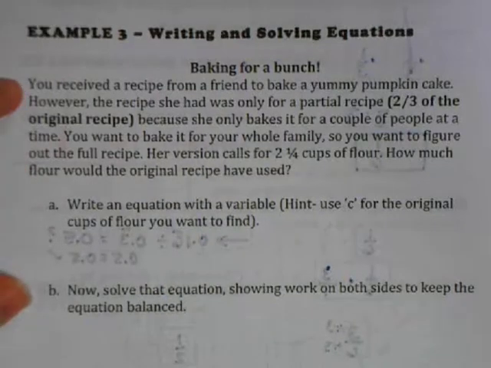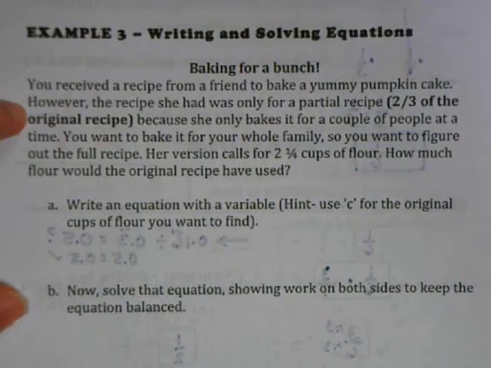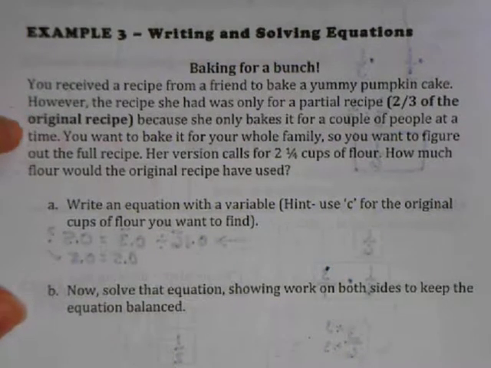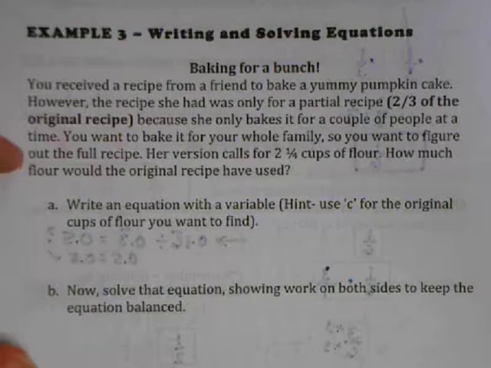This one is a true story. It says you received a recipe from a friend to bake a yummy pumpkin cake. However, the recipe she had was only for a partial recipe. It was 2/3 of the original one, because she only bakes it for a couple of people at a time. But in my situation, I wanted to bake it for my whole family, so I wanted the full recipe. I wanted to figure out how to make that recipe much bigger.